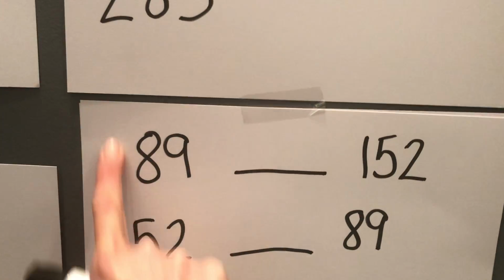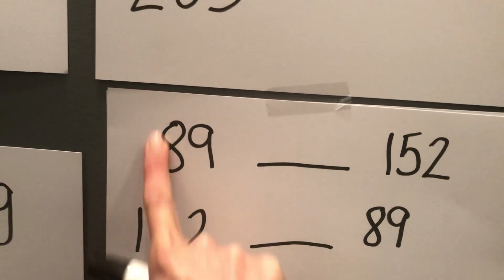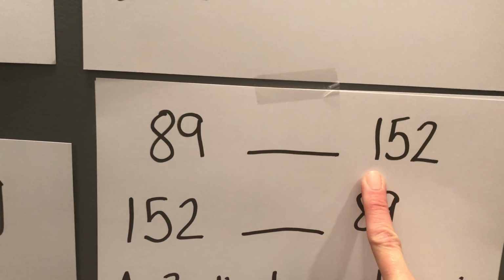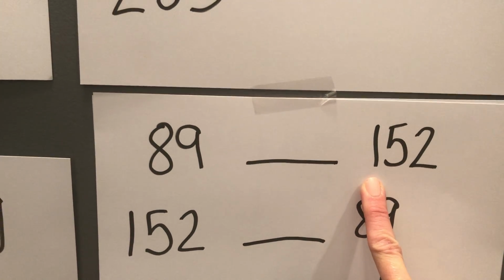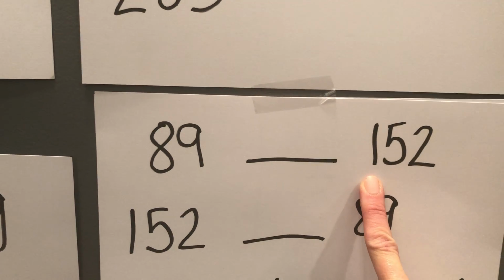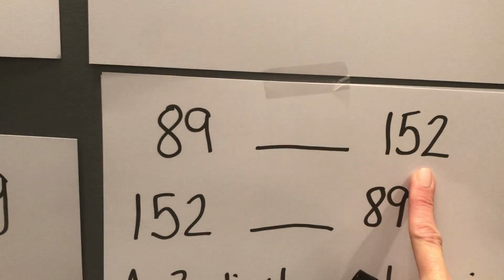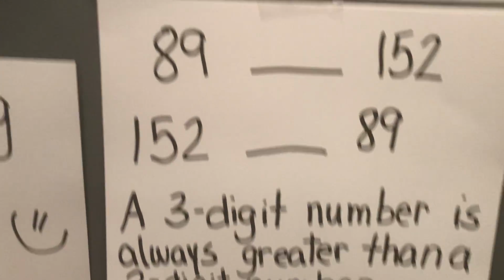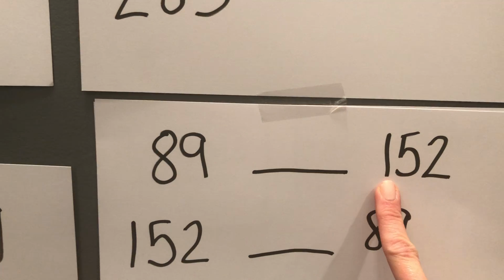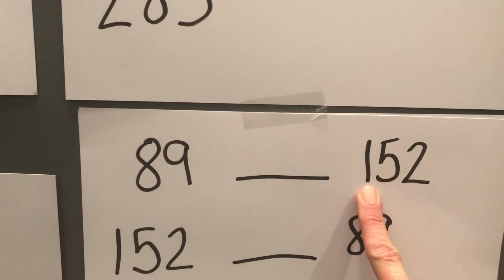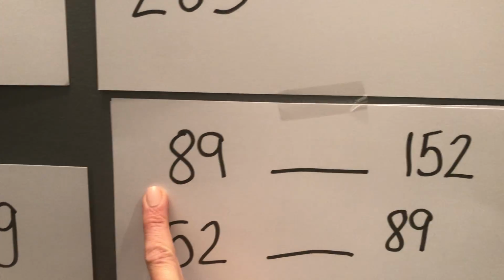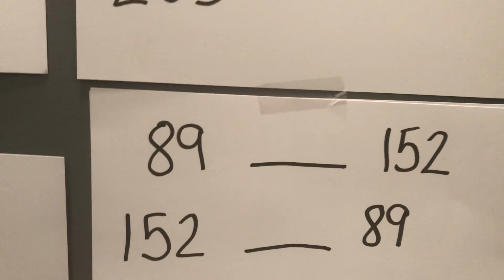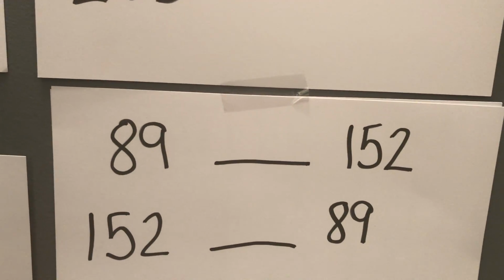Right here, there's no hundreds place, so that would be almost like a 0 there. But then 152, it has a 1 in the hundreds place. So the key to knowing when you are comparing a two-digit number to a three-digit number is that a three-digit number is always greater than a two-digit number. Why? Because they will always have 1 or a higher number in the hundreds place, and a two-digit number would always be considered having a 0 in the hundreds place, and 1 or higher is always bigger than 0.